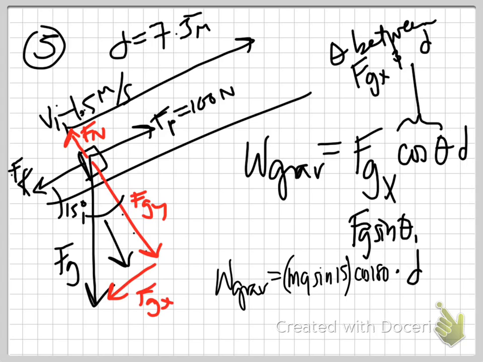So the work done by gravity is going to be positive or negative? Negative. Gravity is working against you. Now the crate's still moving because there's more work being done on the crate by the puller than there is by gravity. So we've got that one. We're asked to find the work done by friction. So let's set this aside.